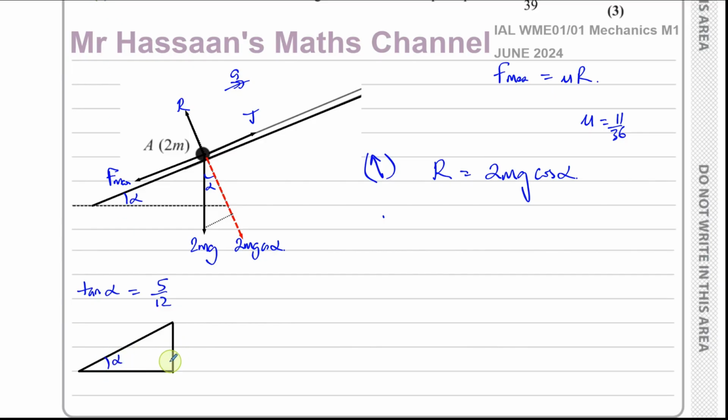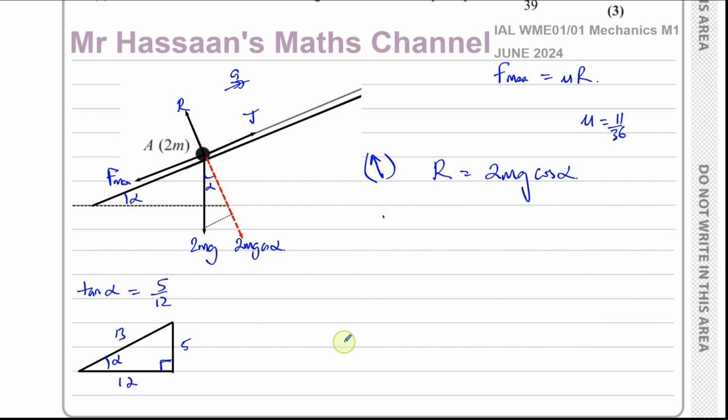And let's say that this is a right angle, in which case this is going to be 5 and this is going to be 12. Tan alpha equals opposite over adjacent. So if this is 5 and this is 12, this is going to be 13. How do I know? By Pythagoras' theorem. 5 squared is 25, 12 squared is 144, 144 plus 25 is 169, the square root of 169 is 13.